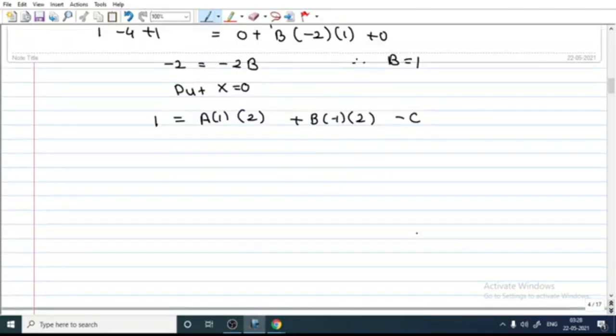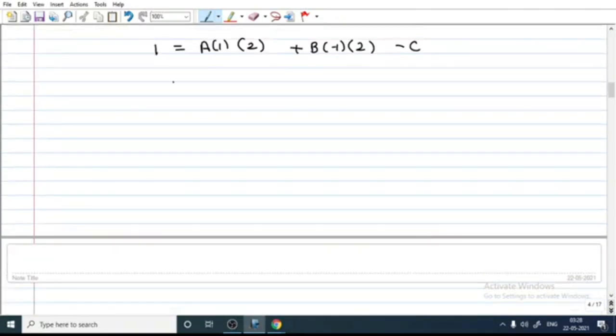We have a and b value as 1, so let's substitute them. If I substitute a and b value, I am going to get 2, b is 1, so minus 2 here also, and minus c equals 1, therefore c equals minus 1. So we got the a, b and c values. Now we can substitute and get our y.